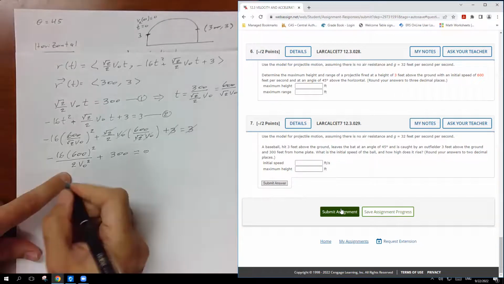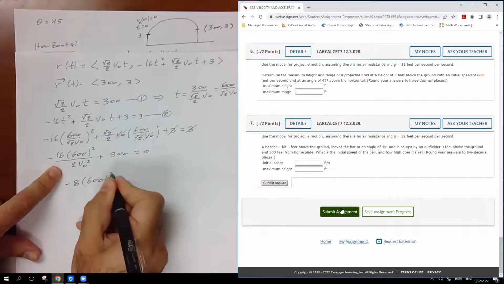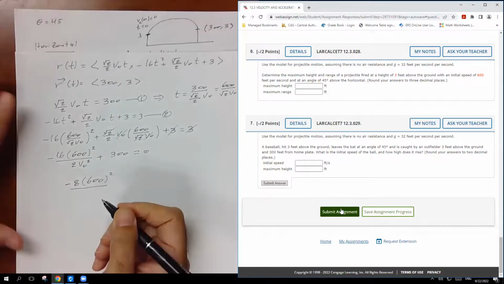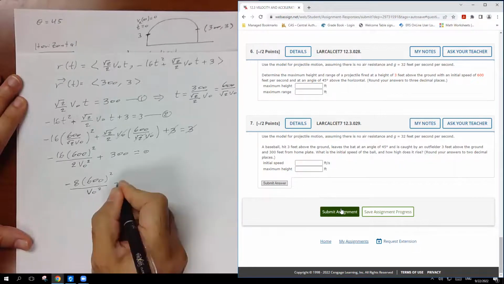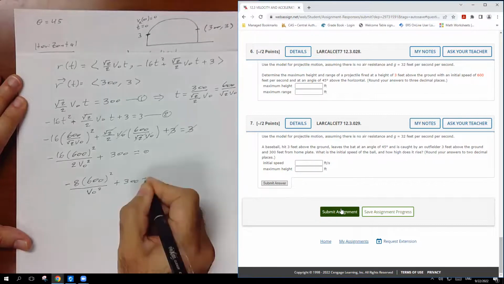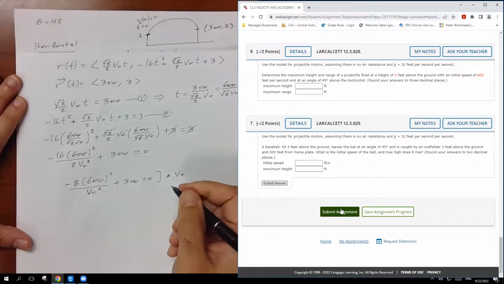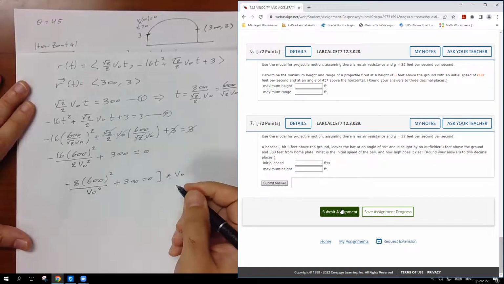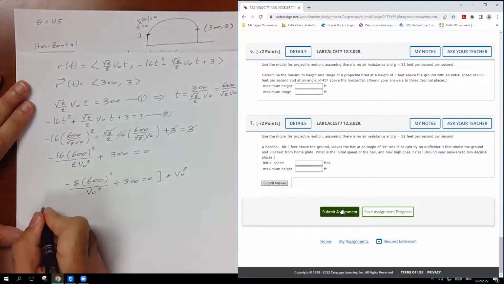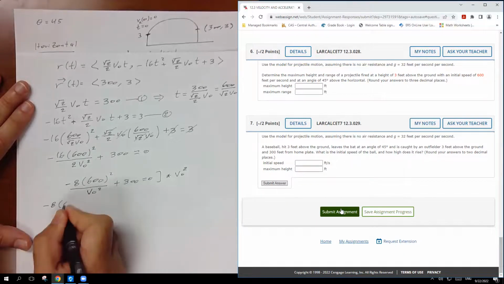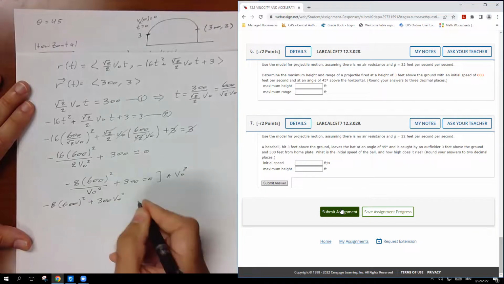Negative 16 divided by 2 is going to be negative 8. I'm going to keep this number here. It's up to you the way you're going to simplify it. It's fine. Over v naught squared plus 300 equals 0. Then I'm going to multiply both sides by v naught squared. So it's going to be negative 8 times 600 squared plus 300 v naught squared equals 0.